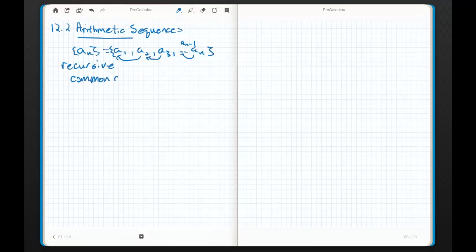Common difference. I need to figure out this tablet. If any of you guys can figure out how to make this thing not lag, let me know.